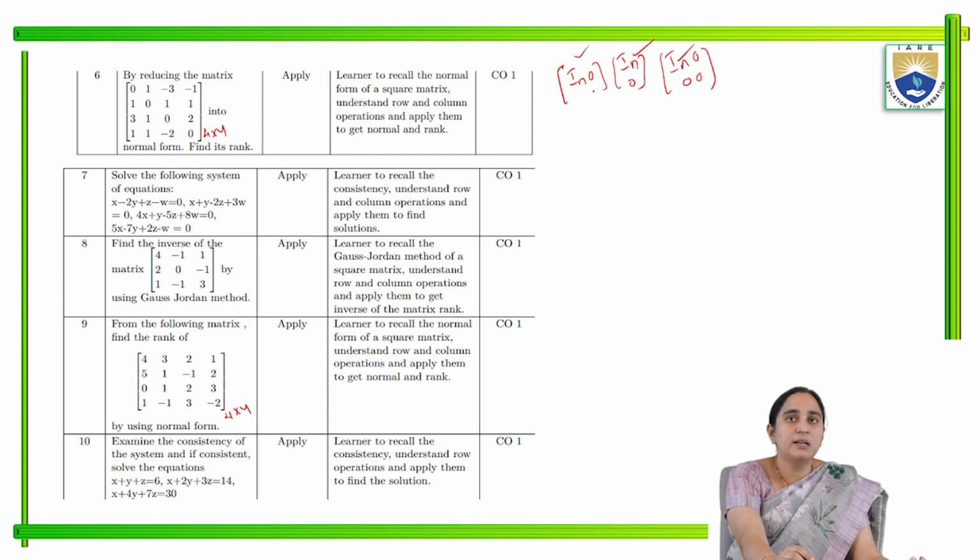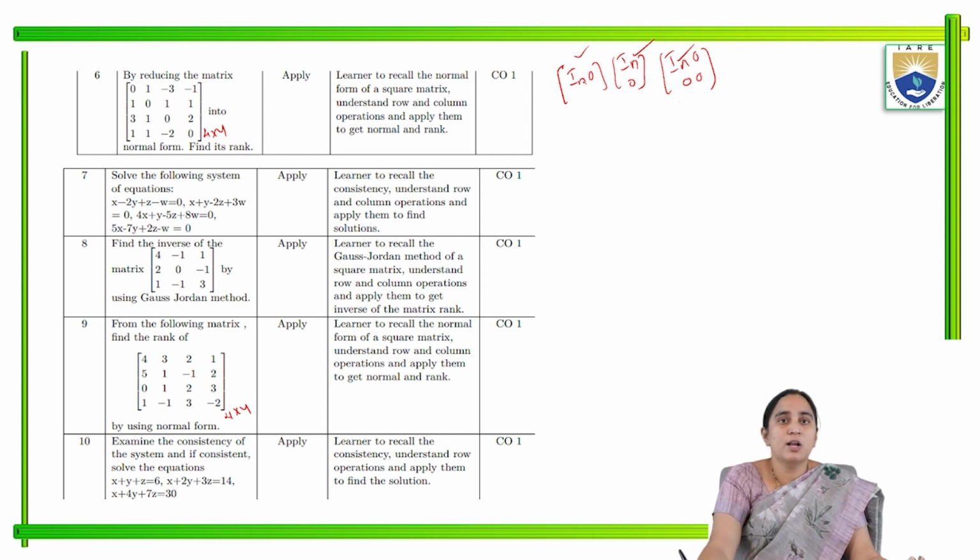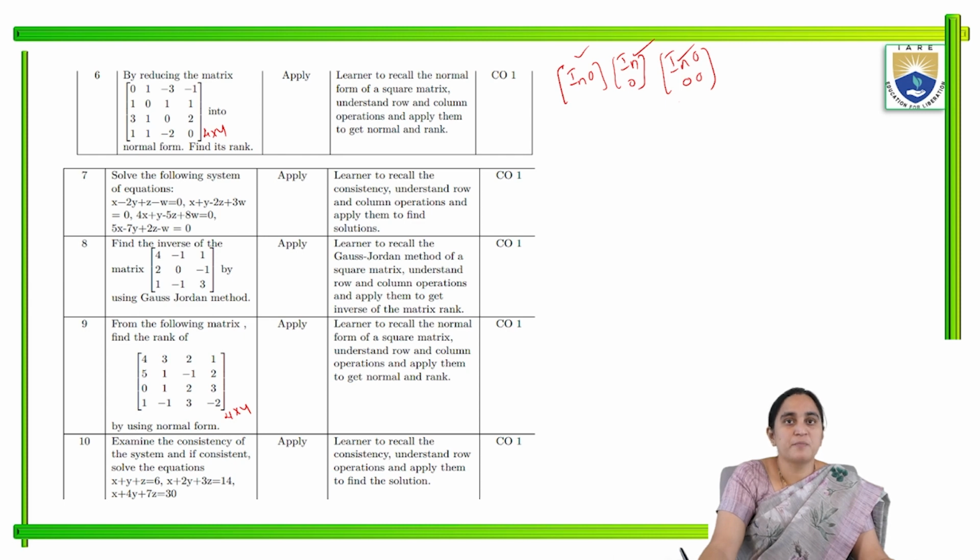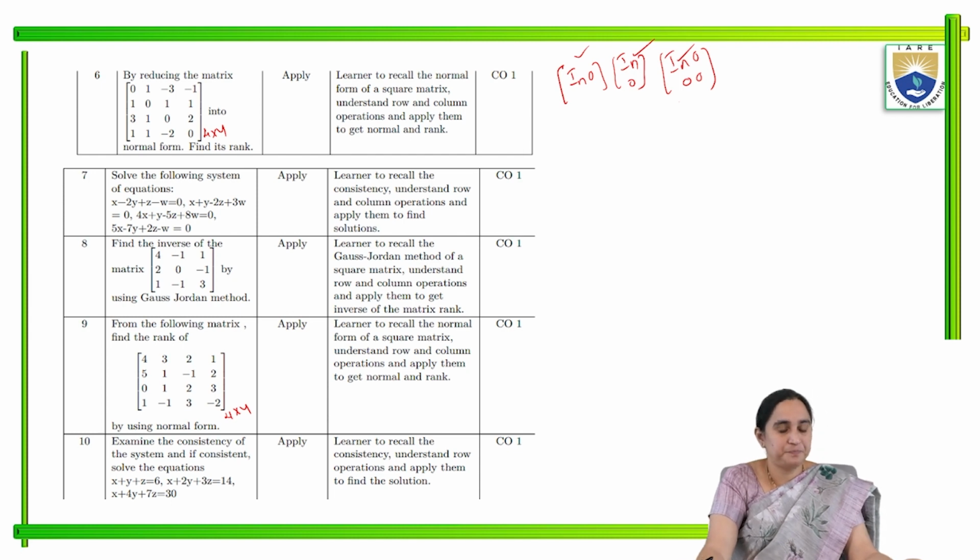After getting that identity, that order is the rank of the matrix for the normal form. This is 4 by 4. For that, maybe rank is equal to n, or rank of A is less than or equal to n.